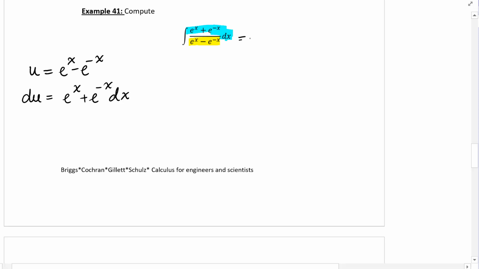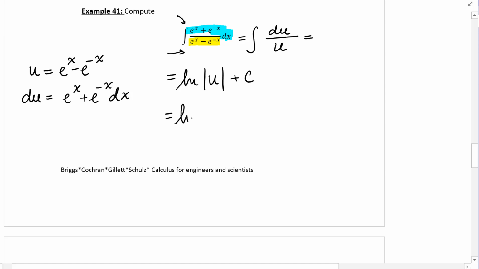So what does that mean? It means this is equal to du over u. Again, we don't have limits of integration, so I'm just going to leave it as an indefinite integral. So we get ln of absolute value of u plus c, but now let's replace u back: ln of absolute value of e to the x minus e to negative x plus c. And we have the absolute value because we can get a negative number there.